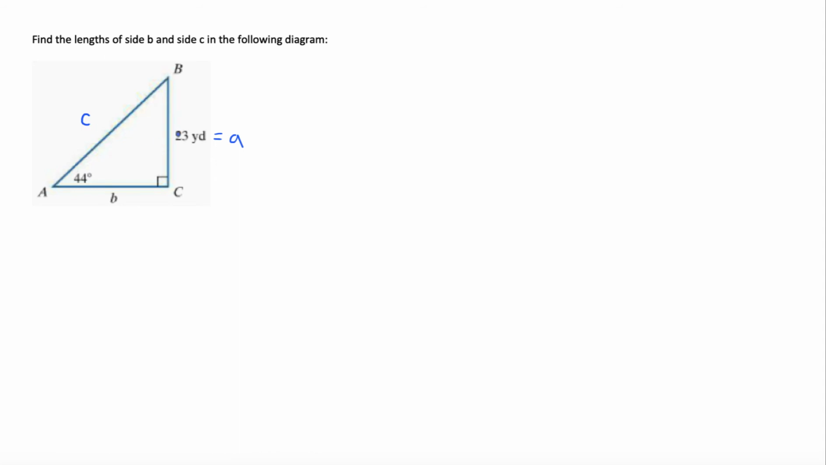Now you notice that we only know one side, right? So we can't really use the Pythagorean theorem in this case. Okay, so for this problem, we're going to use trigonometry. Okay, now remember, this is the given angle, right?